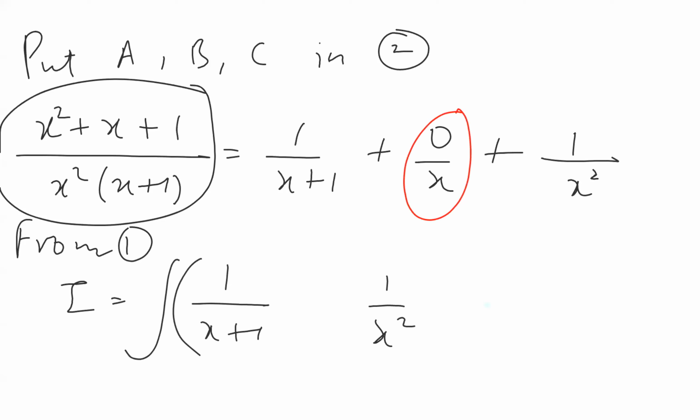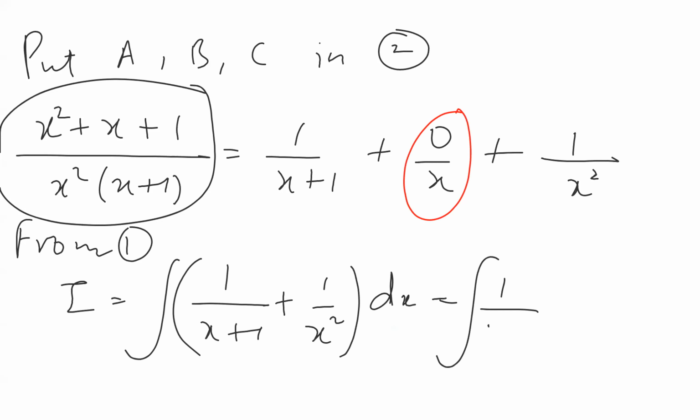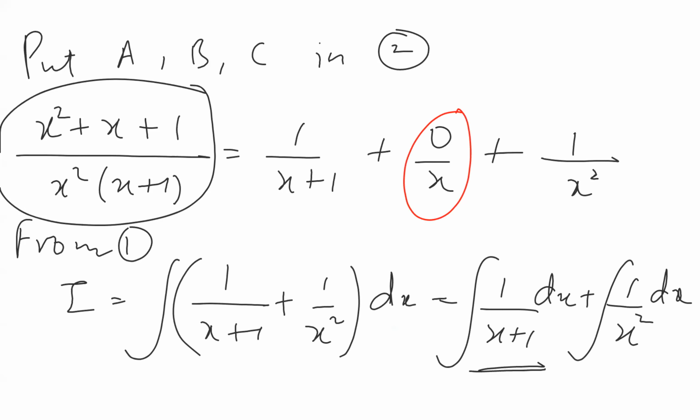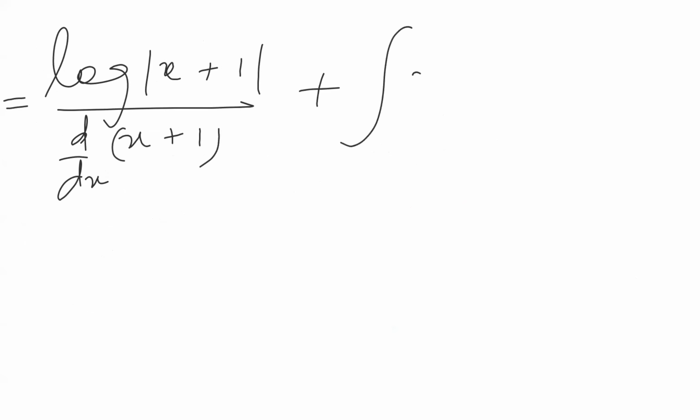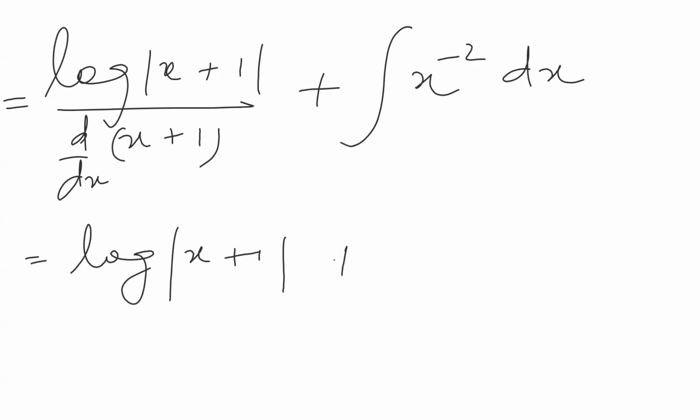So it will be integration of 1 upon x plus 1 dx plus integration of 1 upon x square dx. Further, this first part will be log modulus x plus 1 upon d by dx of x plus 1, which will obviously give you 1, plus integration of x raised to minus 2. So log modulus of x plus 1 plus x raised to minus 2 plus 1 upon minus 2 plus 1, plus c.